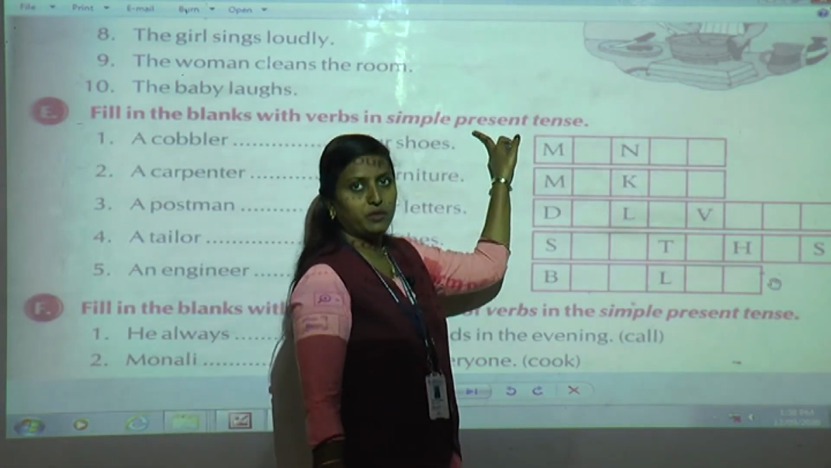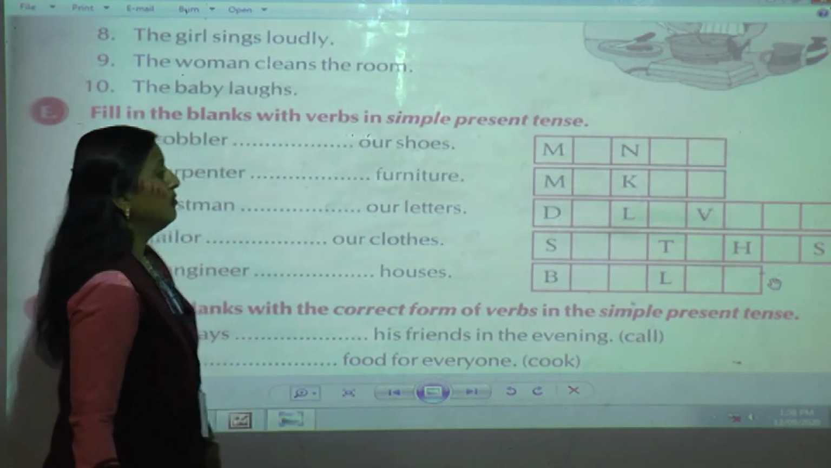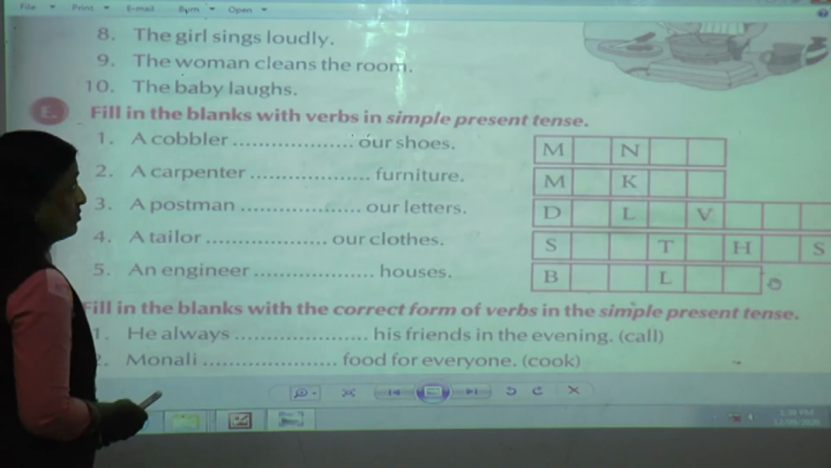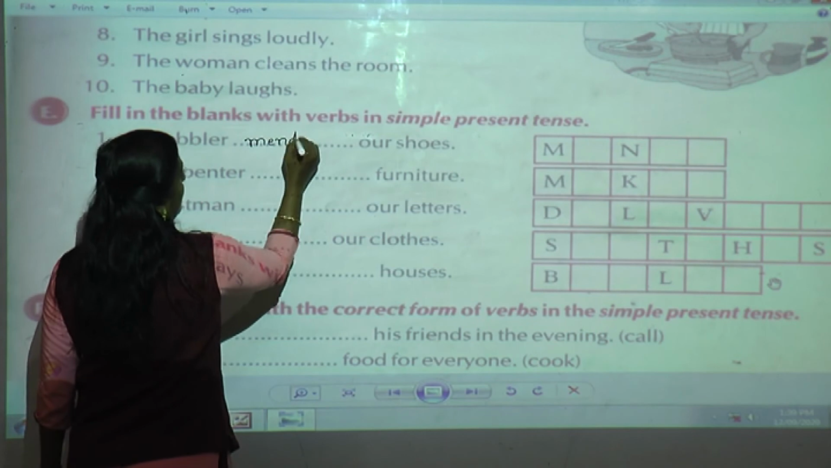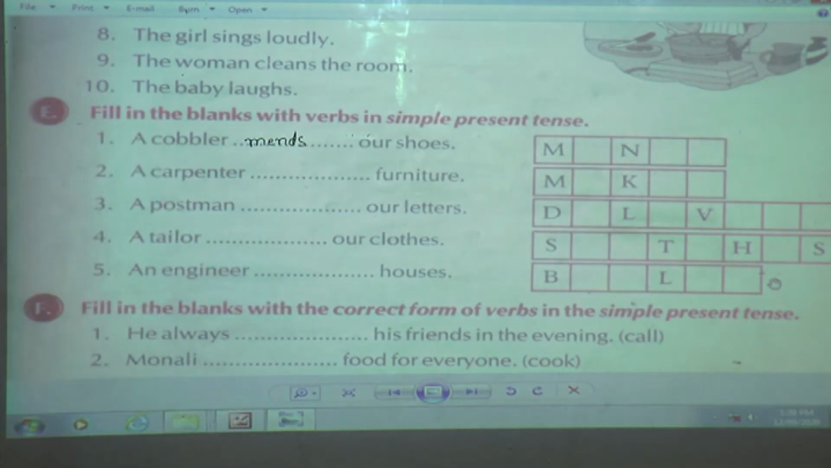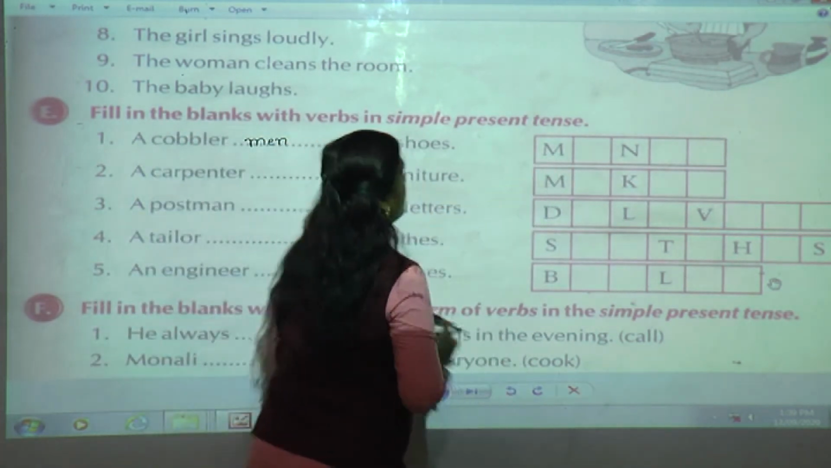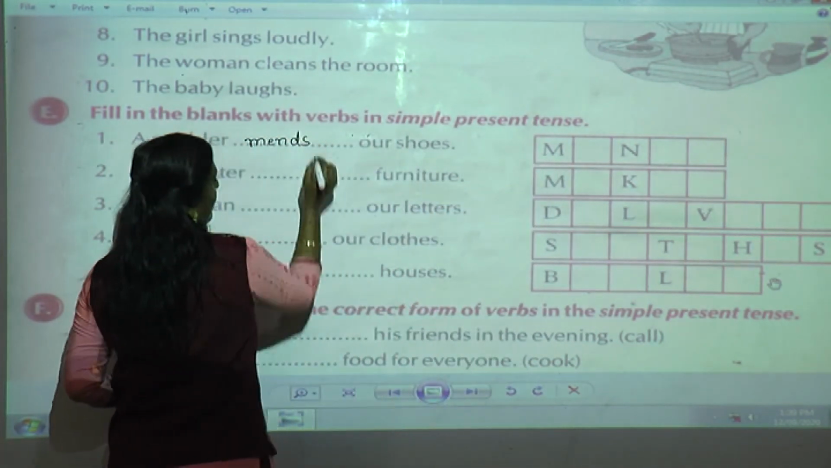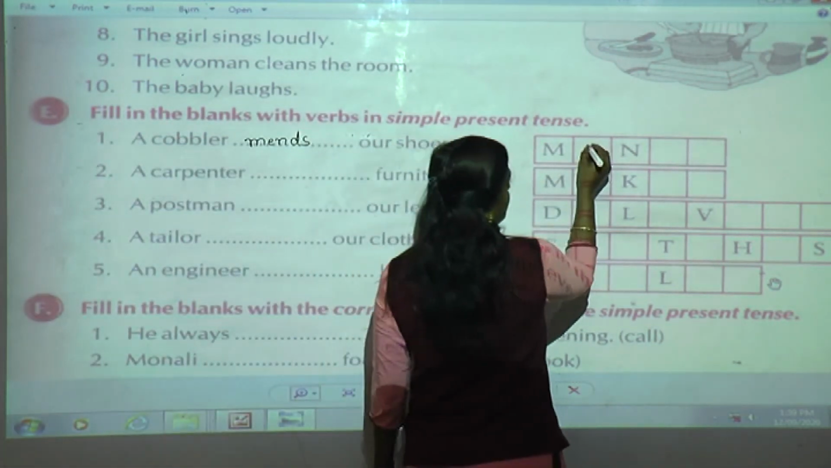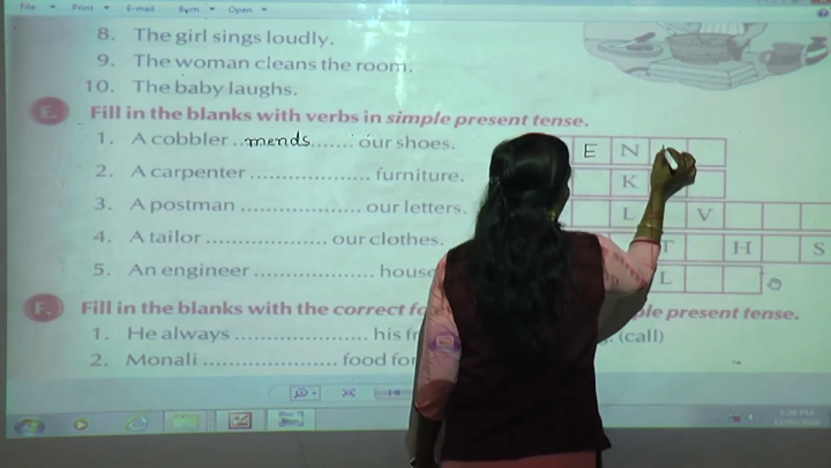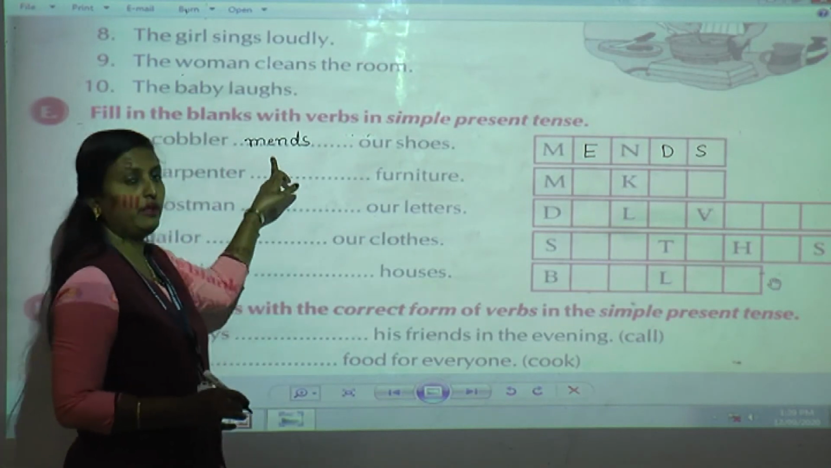What we have to do? We have to write in simple present tense. Now you know what a cobbler does? What is the work or the action of the cobbler? Yes. What does the cobbler do, students? Cobbler mends our shoes. Now how is this mends? We'll come to know here. They have given a hint for us. Can you see? Yes. So with the help of that we can complete these fill in the blanks. When you are writing in these blocks, you have to write in capital letters. And when you are writing in this blank, you have to write in small letters.